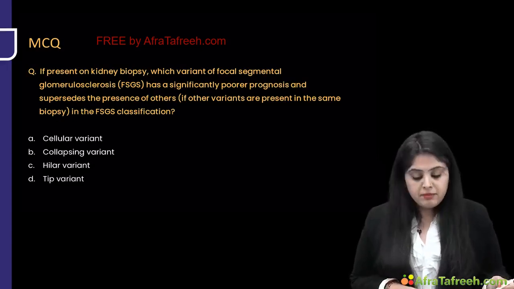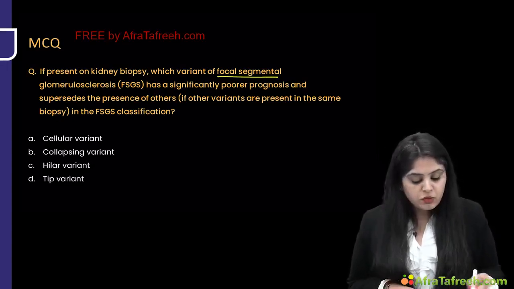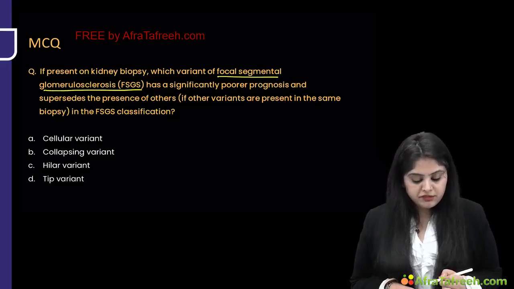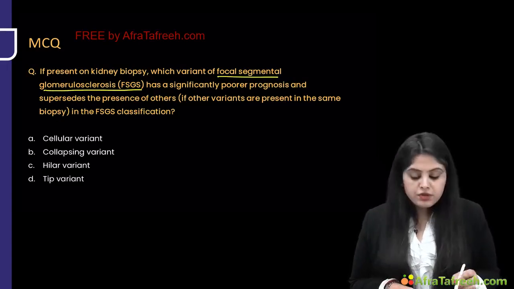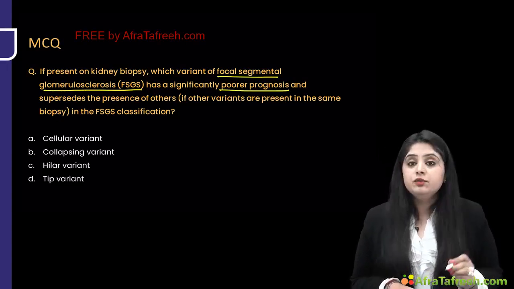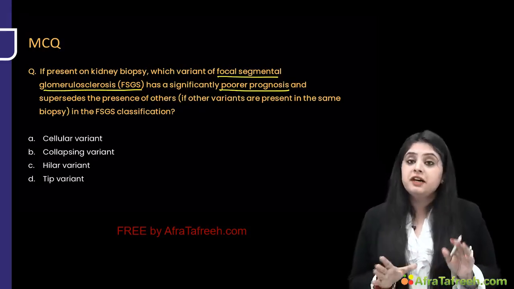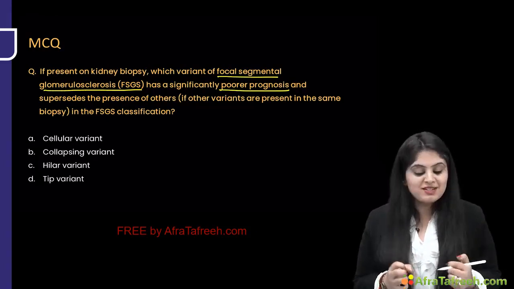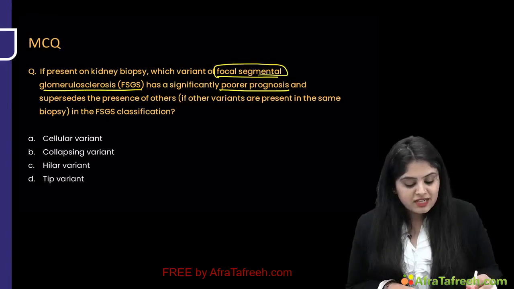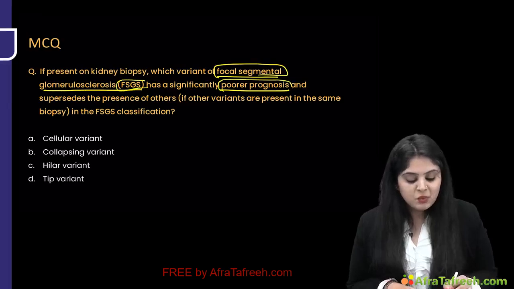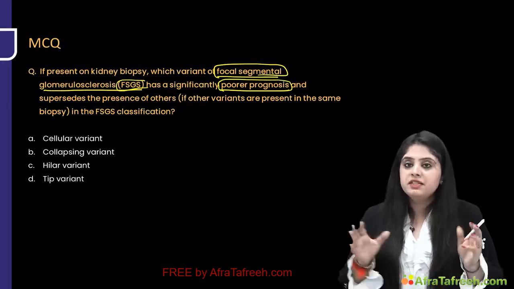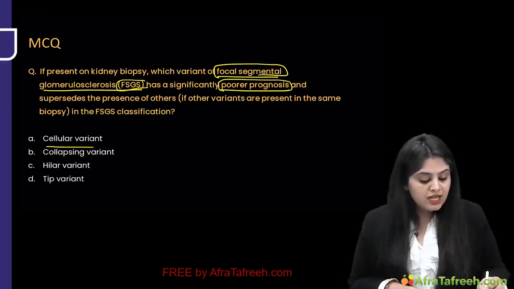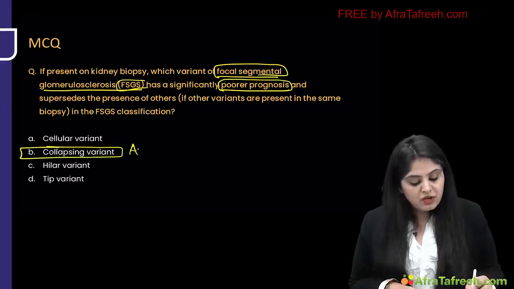If present on kidney biopsy, which variant of focal segmental glomerulosclerosis has a significantly poorer prognosis and supersedes the presence of others if other variants are also present? What a complicated way of asking you a simple question: which type of FSGS has the worst prognosis, and if others are present, even then this is going to be the worst of them all. I think we already know it's the collapsing variant.